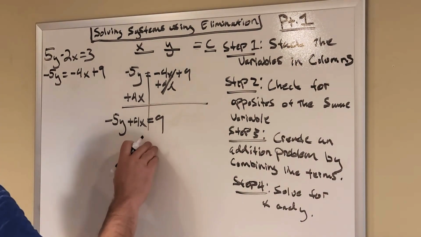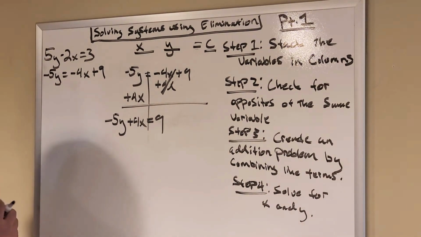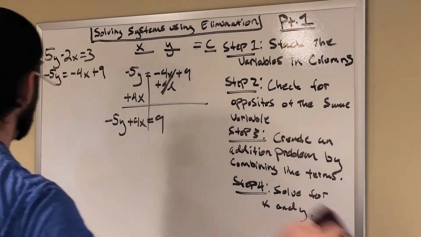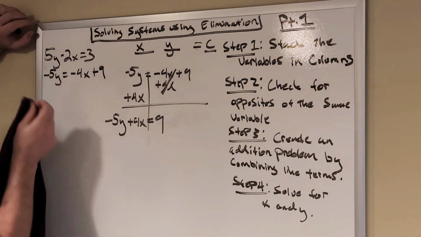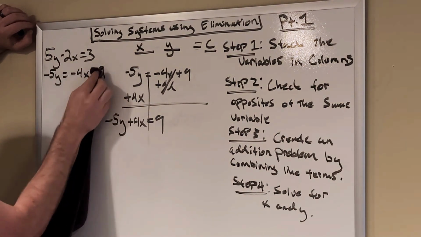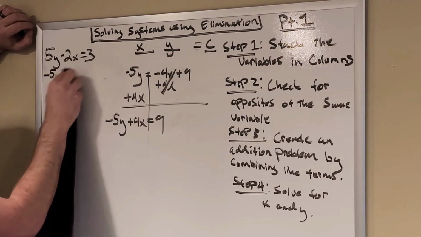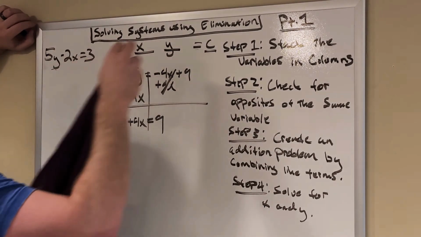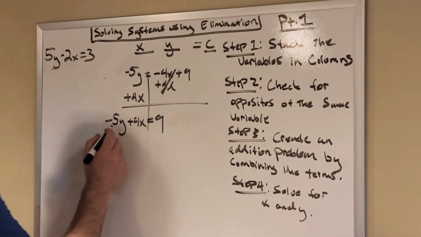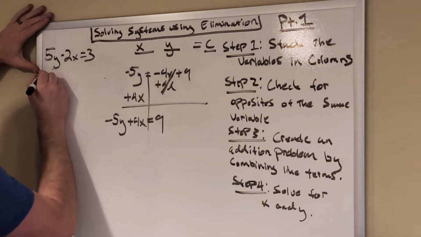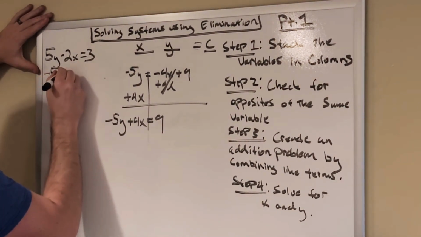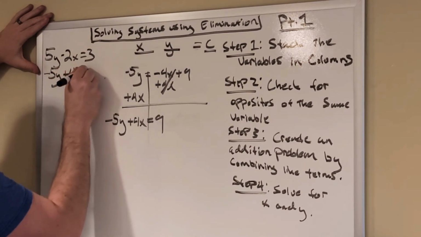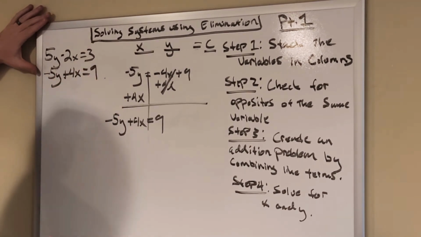So I'm going to come on over here, and it's the same equation. It's just now written in that form. We'll erase this, and I'm just going to put the other equation right in there. Negative 5y plus 4x equals 9. All right.